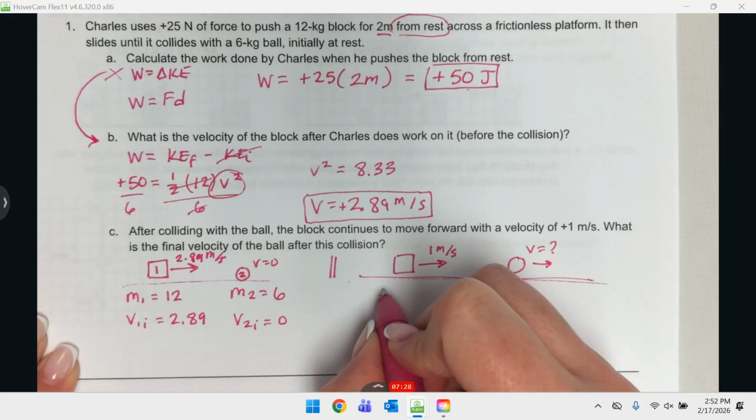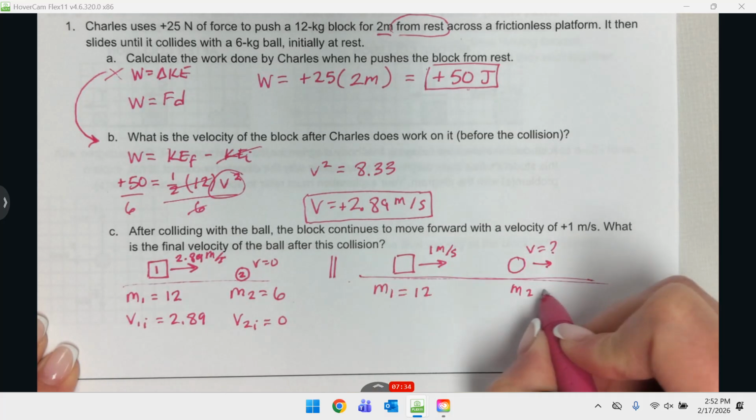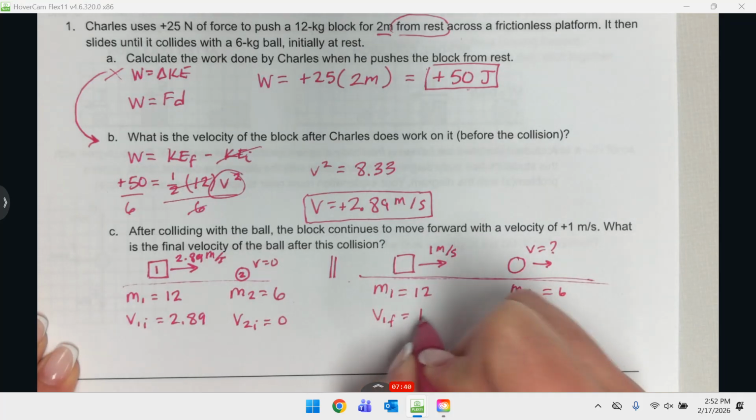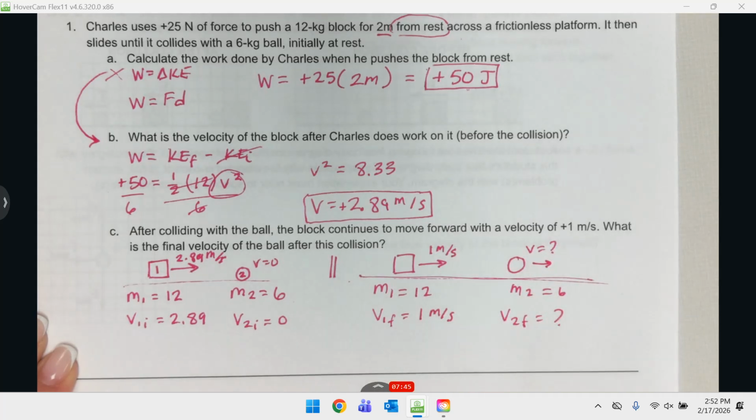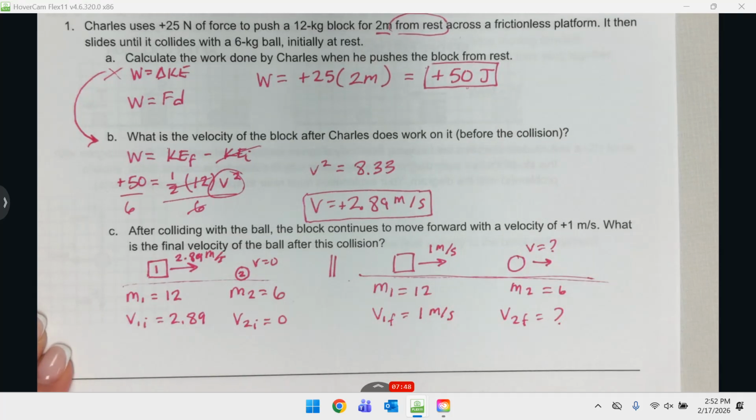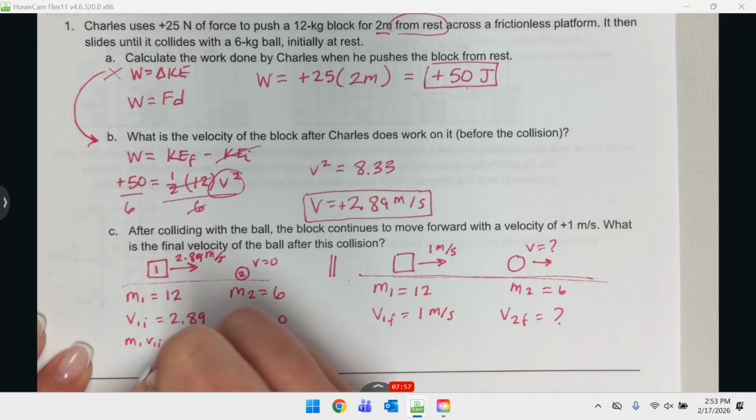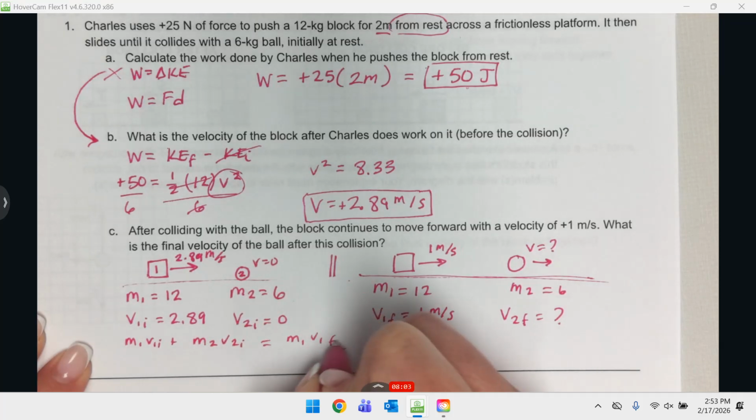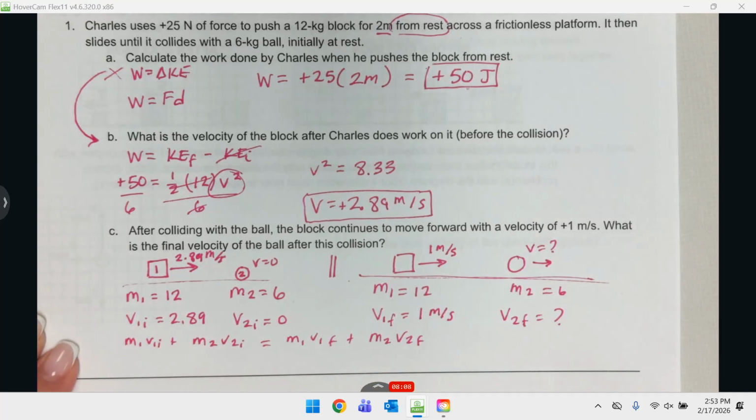And then after the collision, the masses aren't going to change, so M1 and M2 are still going to be 12 and 6. But we do have different final velocities. V1 final is only 1 meter per second, and we're looking for V2 final. And so that's your setup. Okay, so from here you plug it into the conservation of momentum equation. That is this equation right here, M1 V1 initial plus M2 V2 initial equals M1 V1 final plus M2 V2 final. So that is the equation we're substituting into.